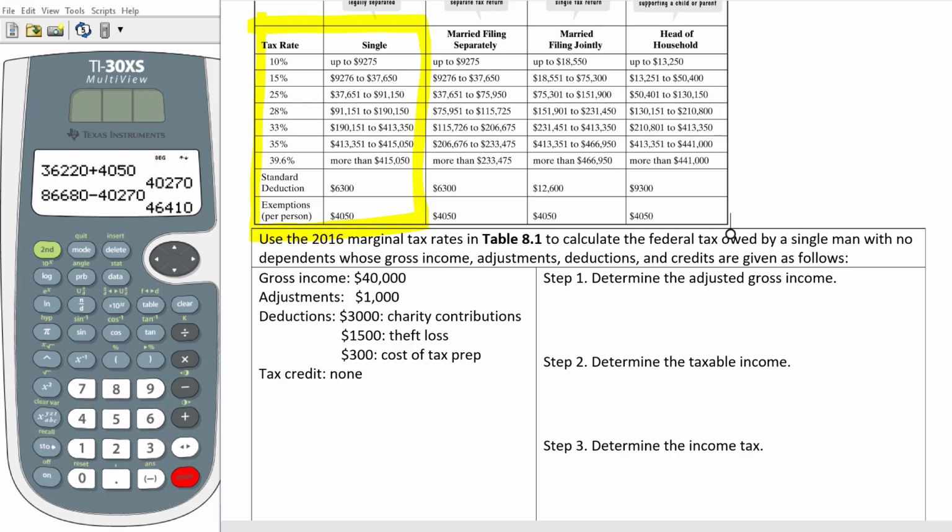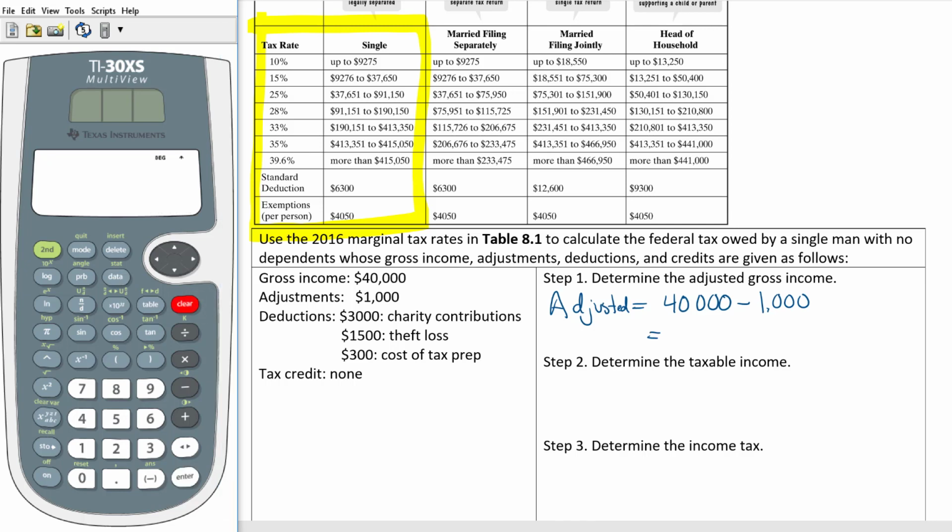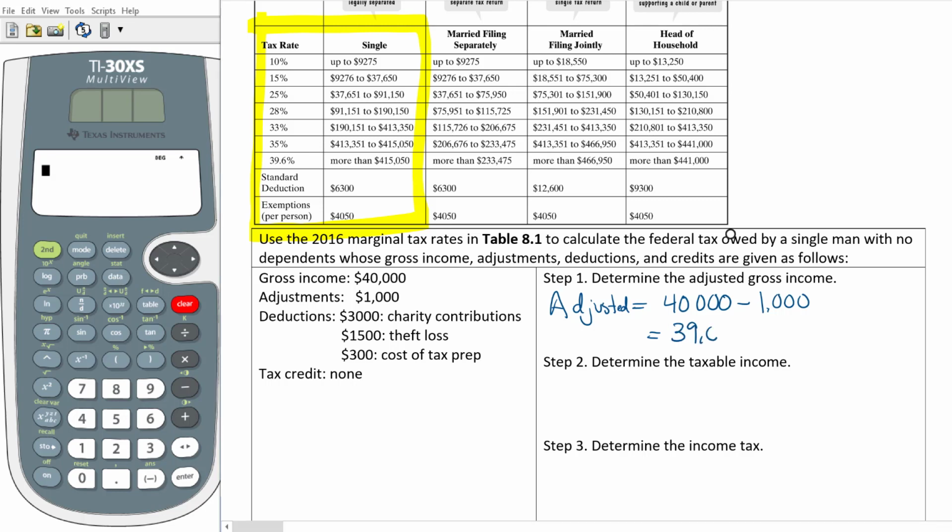Step 1 is to determine the adjusted gross income. Now we're already given the gross income is $40,000, and to get the adjusted gross income, we're going to take the gross income, which is $40,000, minus any adjustments. In this case, he only has $1,000 for adjustments. I can subtract that probably in my head here, that's just going to be $39,000, which is going to be the adjusted gross income. The next step that we did on the previous page is to find the taxable income.